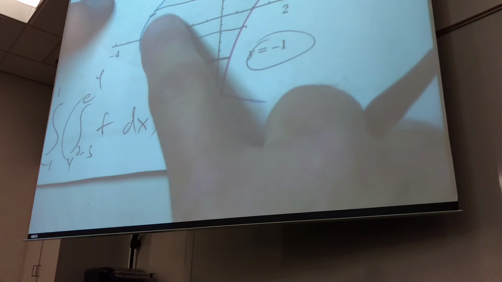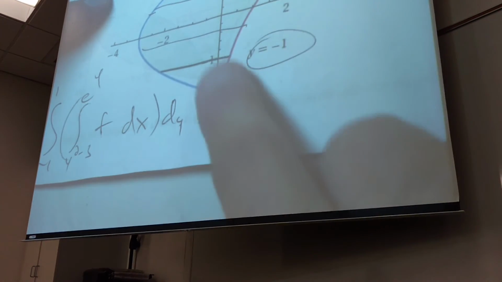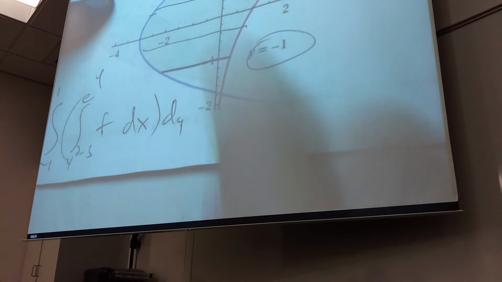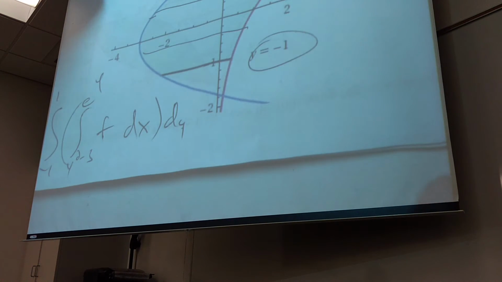So as my x goes from that wall to that wall, I'm going to scan and pick up all those areas as y goes from negative 1 to 1. Does that make sense? So I can find all the areas, and then I go from negative 1 to 1 and add them all up. I like it.